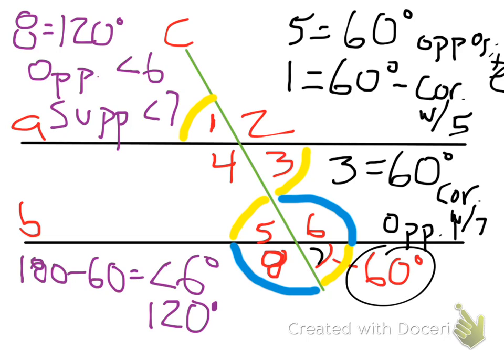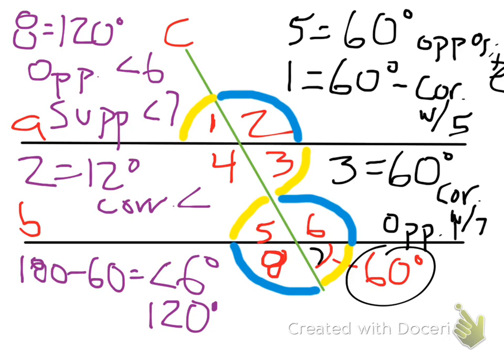Well, if I know that that's true, I could do the same thing up here for angle 2. I could go, hey, angle 2 is a corresponding angle with angle 6. So therefore, angle 2 is equal to 120 degrees because it is a corresponding angle with angle 6. I could then remind myself that angle 4 is going to be the exact same angle measurement. Oops, and I just realized I wrote 12 degrees, not 120 degrees.